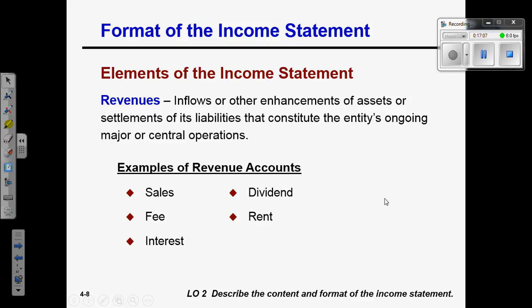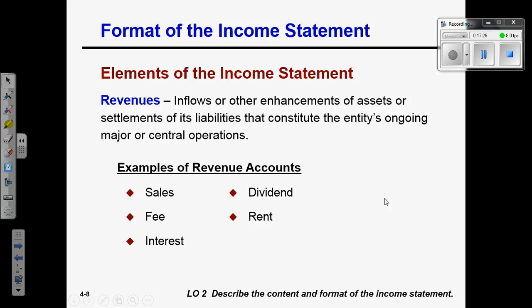Okay, anyway. You know about the elements, right? You already memorized these things? Revenues: inflows or other enhancements of assets or settlements of liabilities. What's the settlement of a liability? You're earning unearned revenue. That's it, yeah. They constitute the entity's ongoing major or central operations. That's a big thing, right? What's a gain? It'd be the peripheral stuff, right, guys?